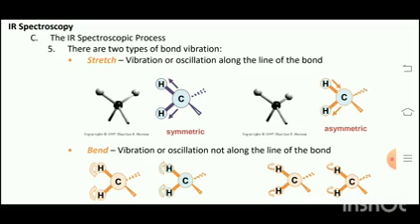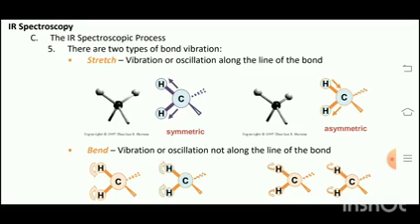In the other case, asymmetrical stretching, one atom goes far from the carbon atom and the other atom comes near to the center atom. In the next moment, the atom which came near to the center atom goes far from it, and the previous atom which went far comes near to the center atom. So this kind of stretching is called asymmetrical stretching. These two stretchings or vibrations are possible while we are passing IR radiations to organic compounds.